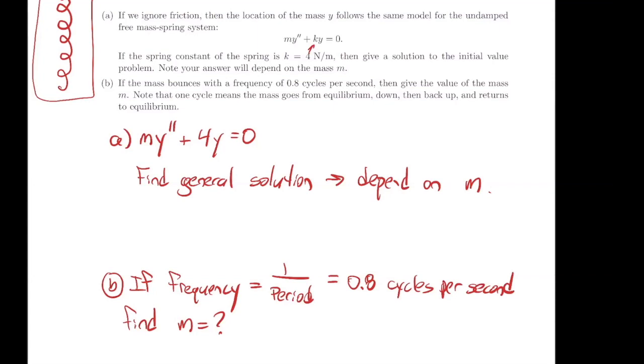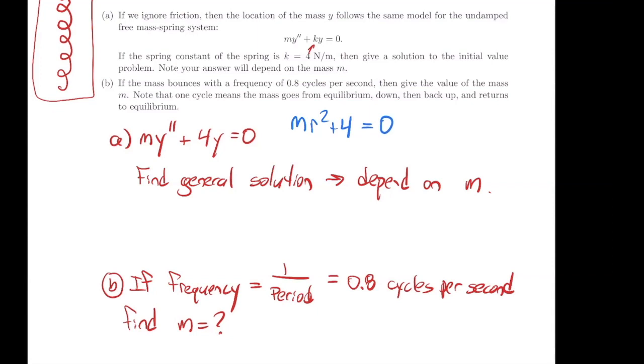Could we make it m r squared plus 4 equals 0? Plus 4, yeah, and that 4 is the constant term. So that is the characteristic equation. That's right.